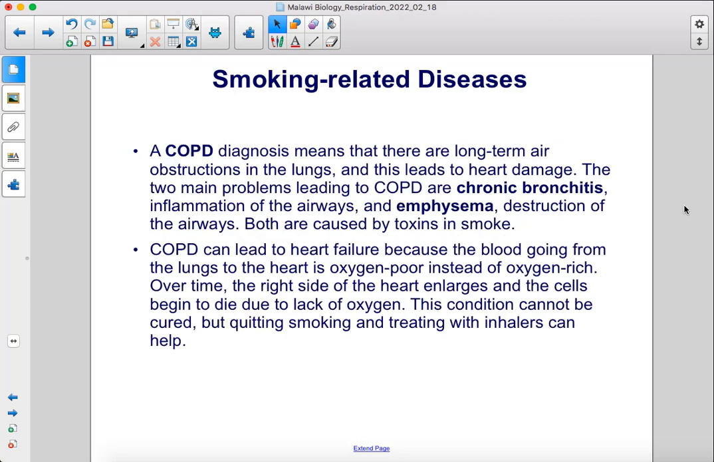A COPD diagnosis means that there are long-term air obstructions in the lungs, and this leads to heart damage. The two main problems leading to COPD are chronic bronchitis, inflammation of the airways, and emphysema, destruction of the airways. Both are caused by toxins and smoke. COPD can lead to heart failure because the blood going from the lungs to the heart is oxygen poor instead of oxygen rich. Over time, the right side of the heart enlarges, and the cells begin to die due to lack of oxygen. This condition cannot be cured, but quitting smoking and treating with inhalers can help.